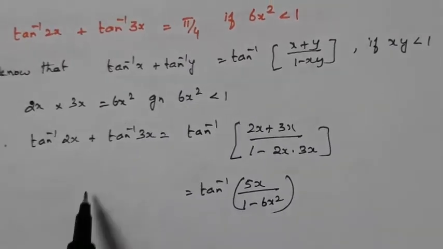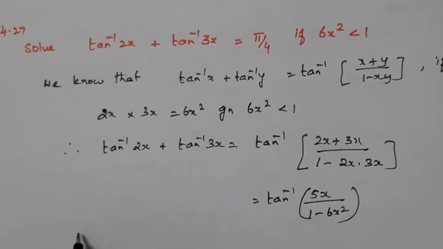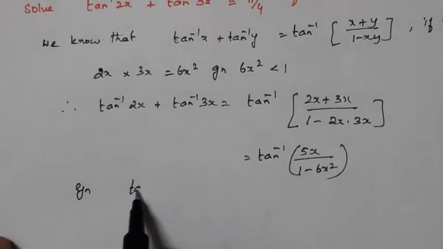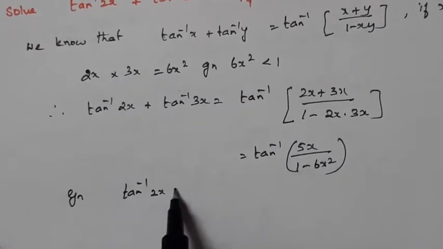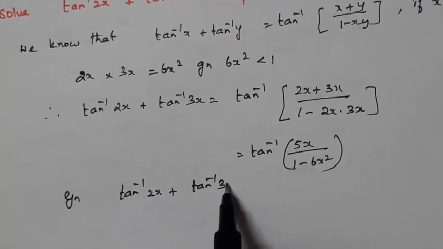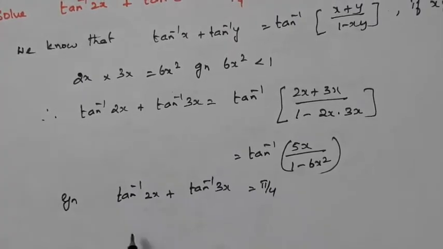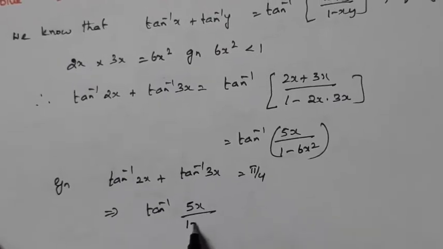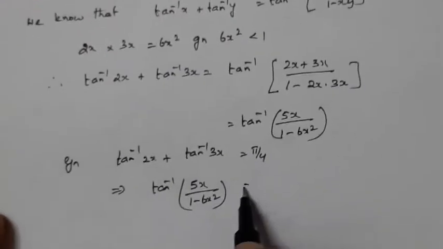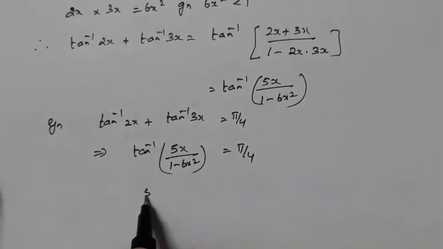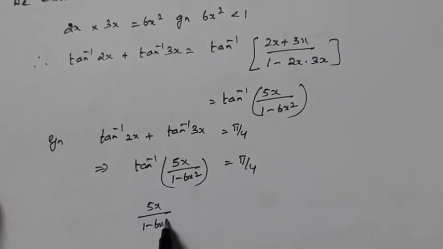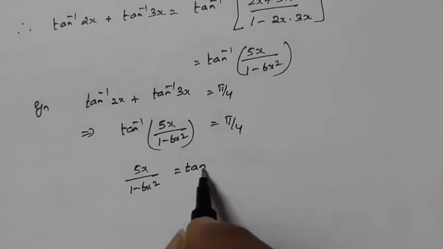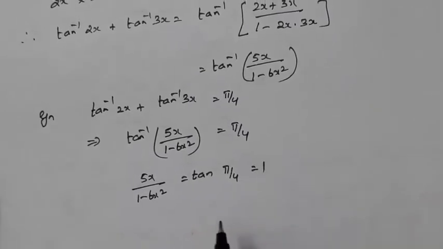Okay. And this is equal to pi by 4. So, given tan inverse of 2x plus tan inverse of 3x is equal to pi by 4, this implies that tan inverse of 5x divided by 1 minus 6x squared is equal to pi by 4. That is, 5x by 1 minus 6x squared is equal to tan pi by 4, which is equal to 1.